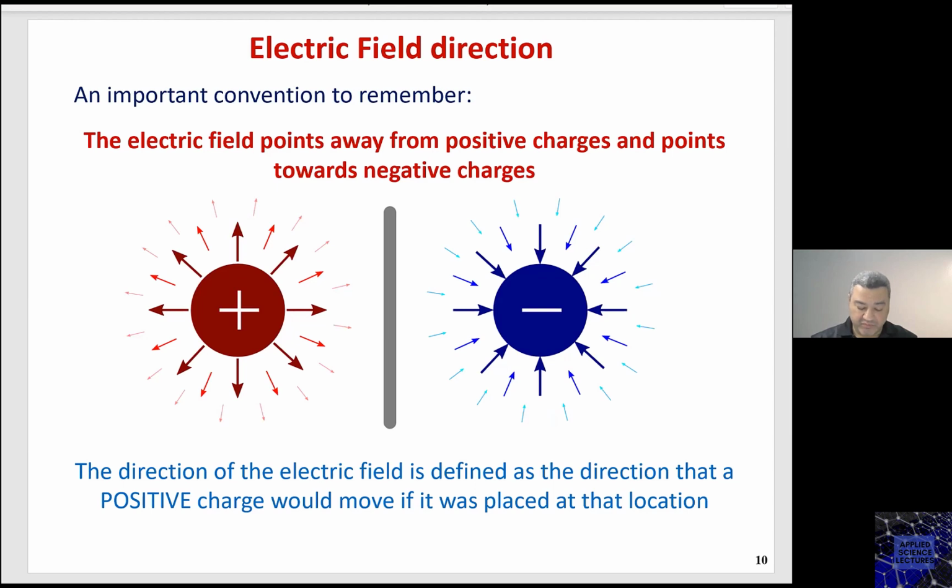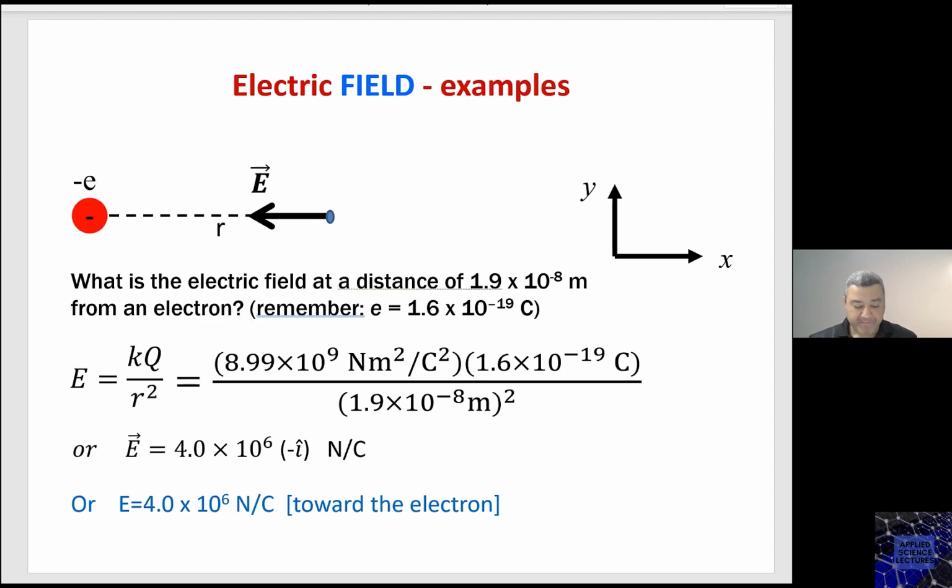So to repeat what we have just said, a positive charge will generate an electric field pointing away in all directions. A negative charge will generate an electric field pointing toward this charge in all directions. Okay, so let's look at this example. We said that a negative charge will generate an electric field that's pointing toward the negative charge.